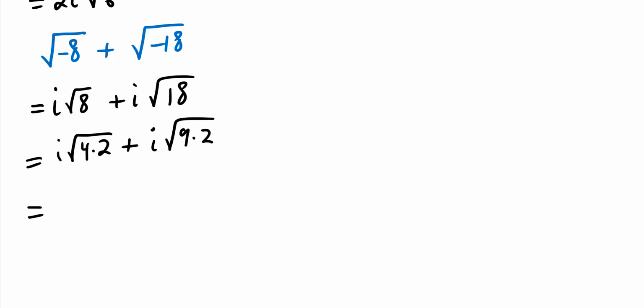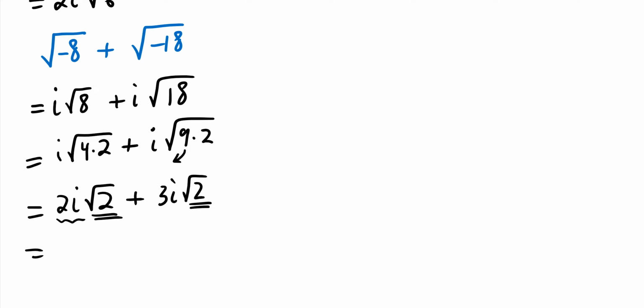Let's see what that gives us. You take the 4 outside as a 2 and keep the other 2 in. The 9 comes out as a 3 and keep the 2 in. But notice these two are the same. You can combine them because they have the same radical. So that's 5i square root of 2.